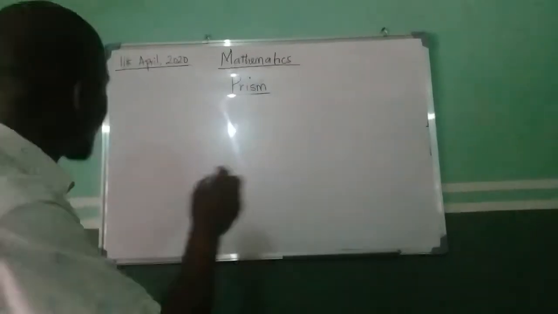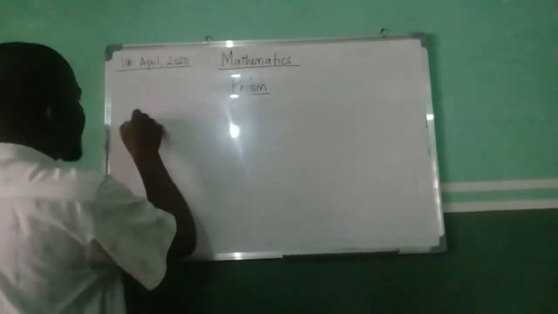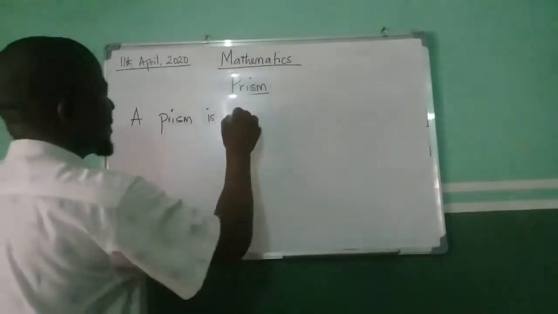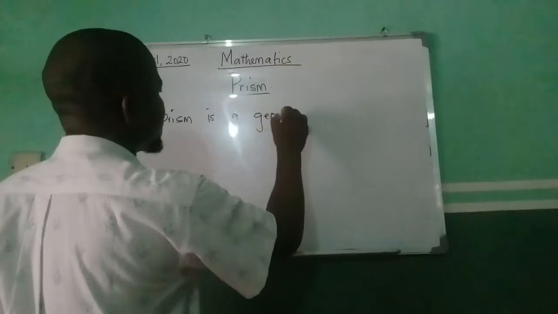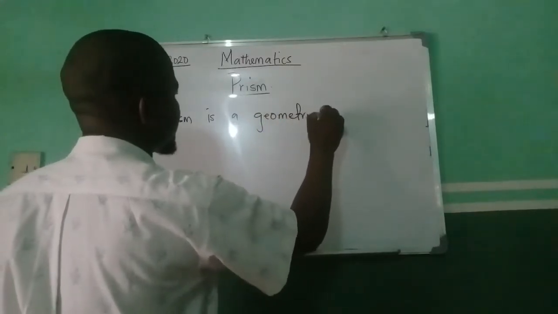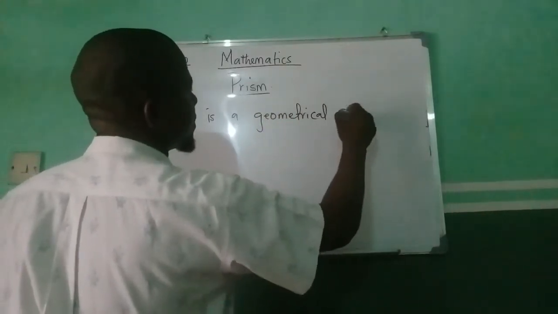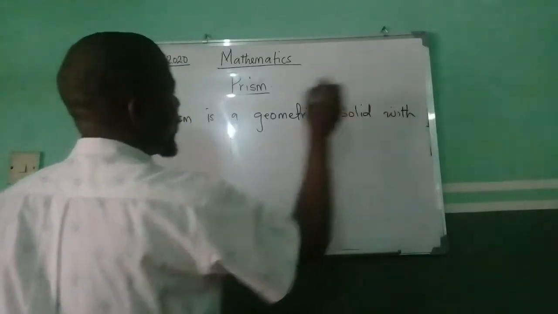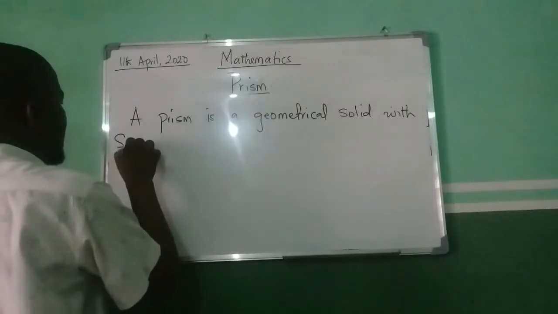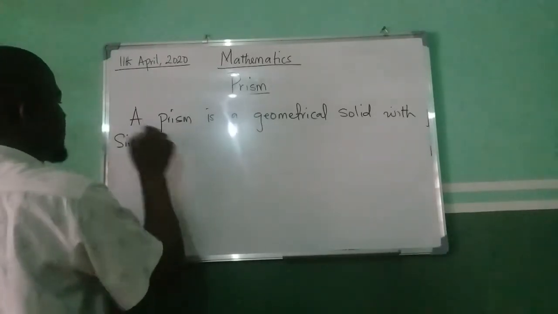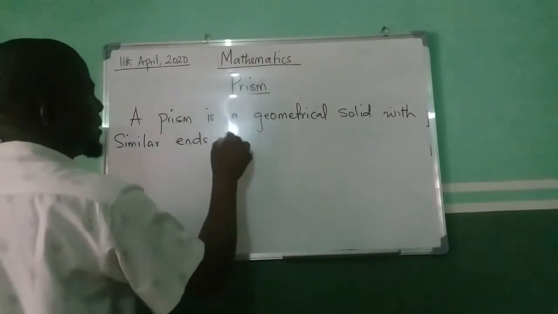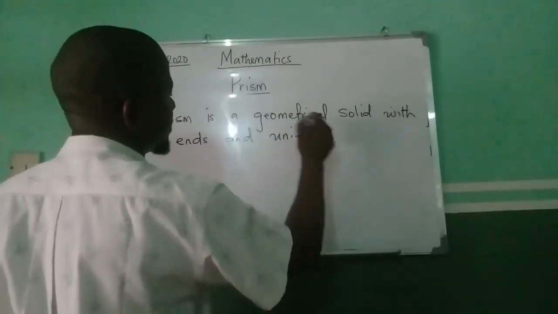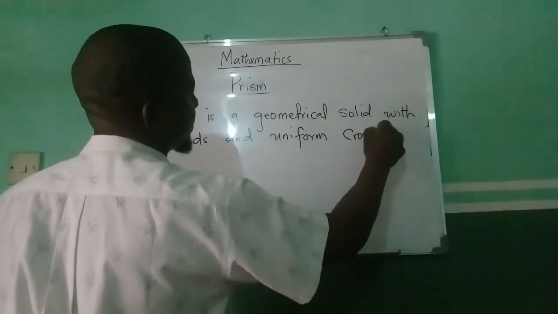Examples of prism. Let's take the definition first. Okay, a prism is a geometrical solid with similar ends and uniform cross section.